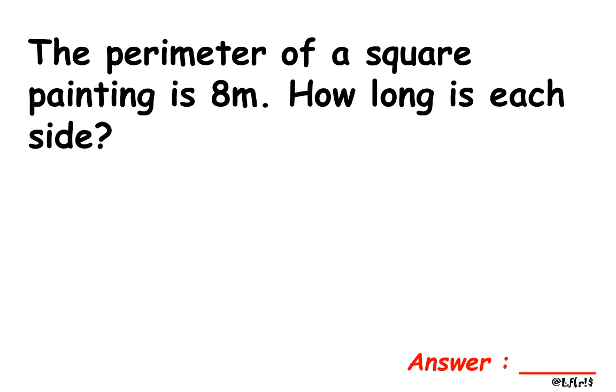The perimeter of a square painting is 8 meters. How long is each side?